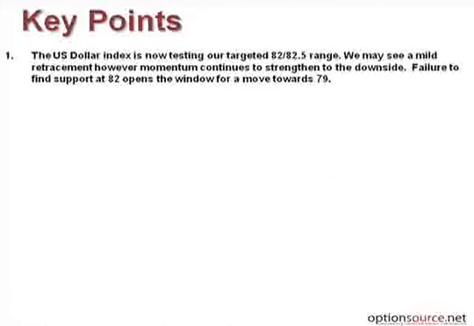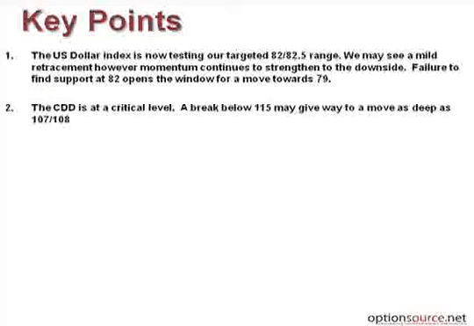Let's review our key points. The U.S. dollar index is now testing our targeted 82.5 range. We may see a mild retracement. However, momentum continues to strengthen to the downside. Failure to find support at 82 opens the window for a move towards 79. The CDD is at a critical level. A break below 115 may give way to a move as deep as 107, 108.